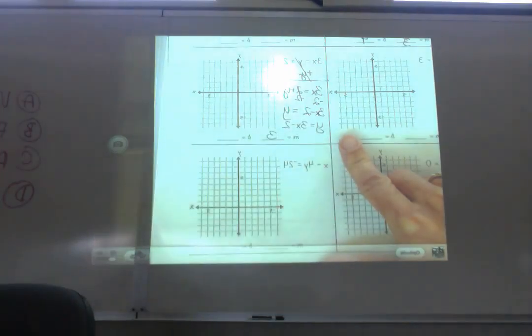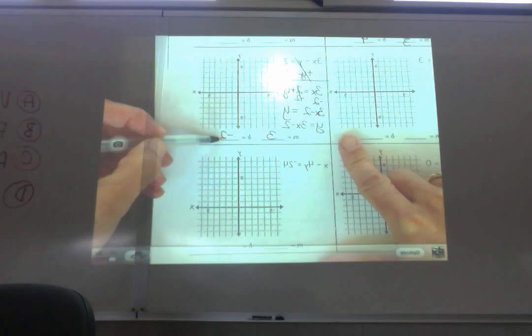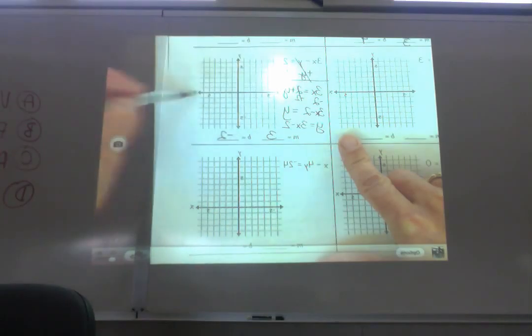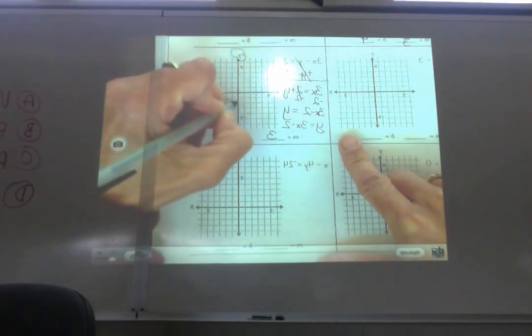Just the 3. Good. The number in front of the x, not the x itself. Okay, so we start with this minus 2, and I'm going to plot a point. Brody, where does this point go? On the negative 2. On the negative 2, which line? On the y. Here's the y. Negative 2 is right here.